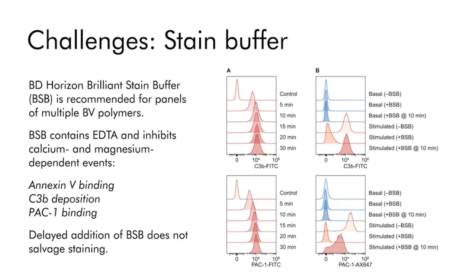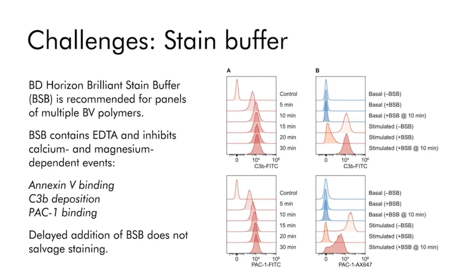So the panel also contains multiple brilliant violet polymer dyes, which can interact with one another and cause staining artifacts. And in order to prevent these artifacts, vendors often recommend the use of specialist stain buffers, such as Brilliant Stain Buffer, BSB. This buffer is widely used and doesn't seem to have any toxic or otherwise negative effects on cells, so we thought it would be okay to use on platelets.